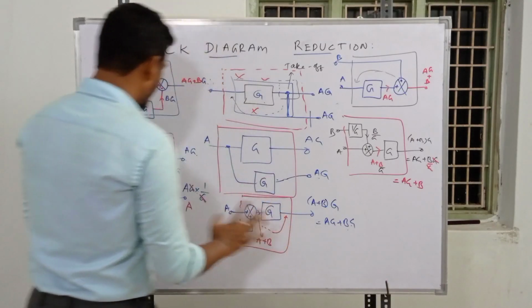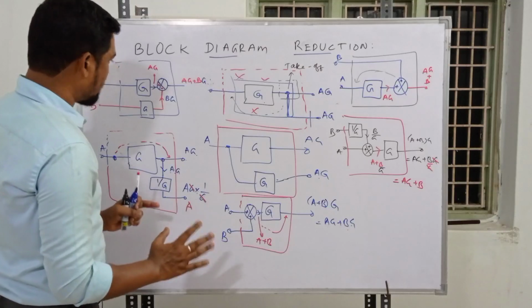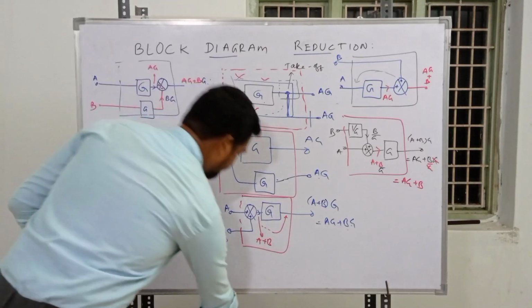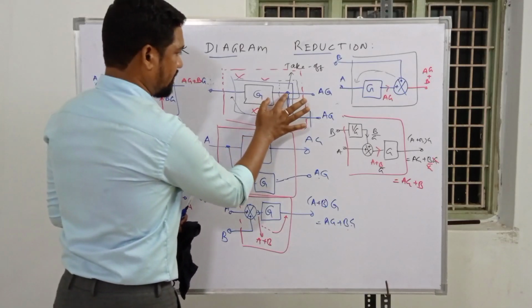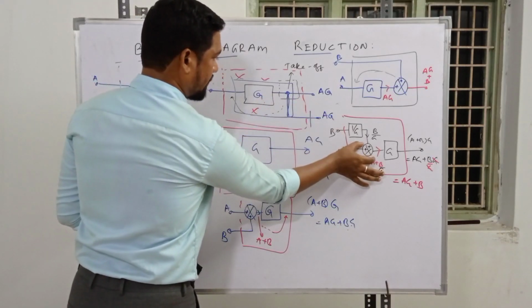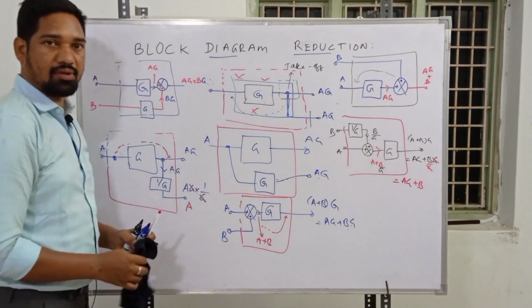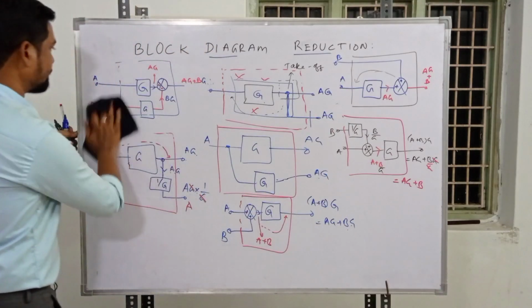This is one of these two, the summing point and the takeoff point. This is just the basic, right? Remember, this one is known as a takeoff point, and this one is just a summing point. Summing point, that's it. Signals are added.